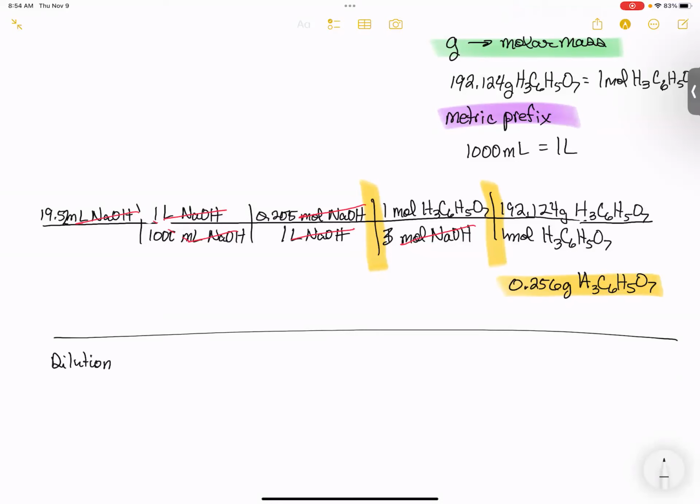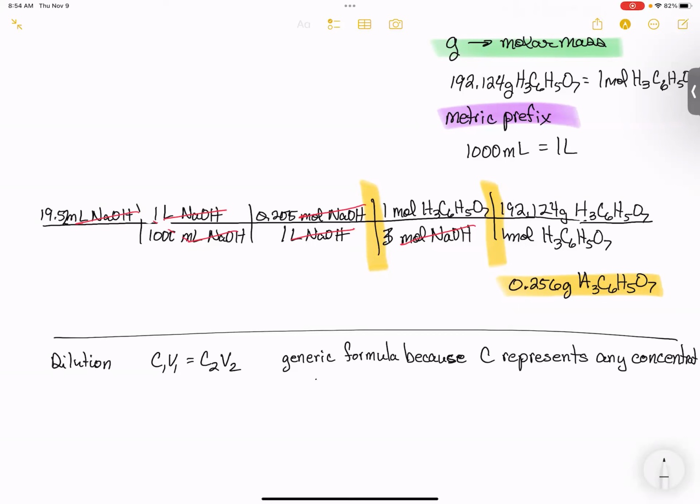And many of you have been doing dilution because you're in biology at the same time as chemistry. In biology, you see it as C1V1 equals C2V2. This is the generic formula, because C represents any concentration unit. It could be percent. It could be molality. C represents any type of concentration unit.